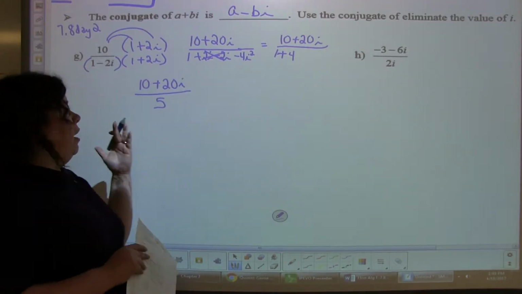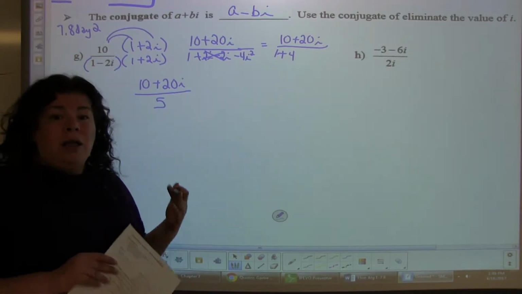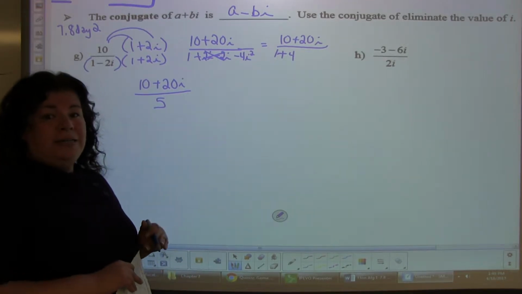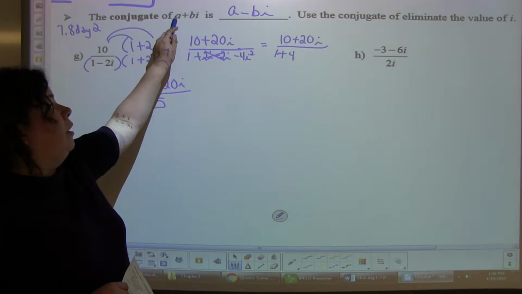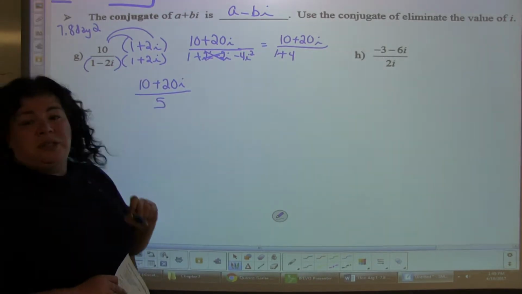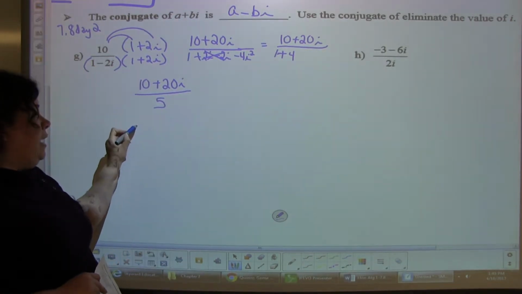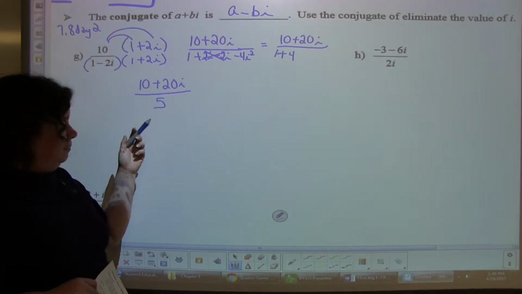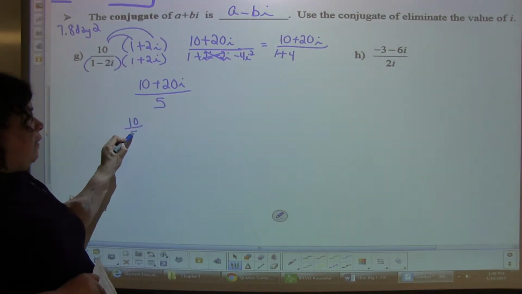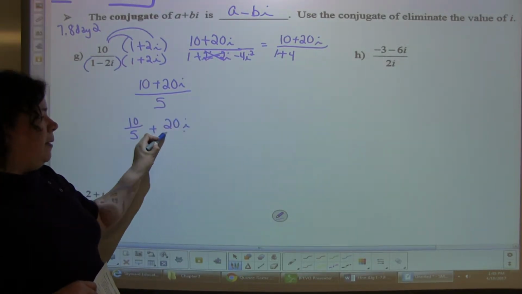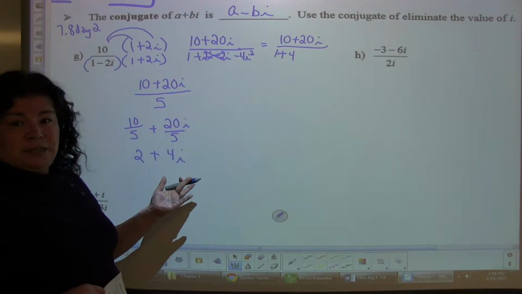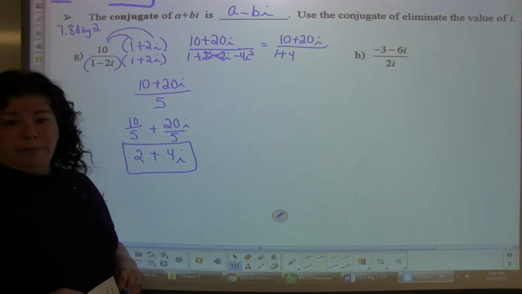And from this point on, we are actually not done, because if you recall, this is our complex number system, so we actually have a real part and an imaginary part. And in standard form, we have to make sure that we write our final answer in standard form as well, our real first, then our imaginary. So from this step, we're going to take our denominator and divide it by each term in the numerator. So we have 10 divided by 5 plus 20i divided by 5, which simplifies to 2 plus 4i. And this is in standard form, so that's our final answer.